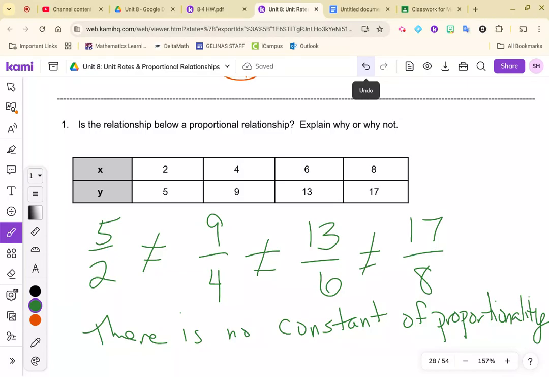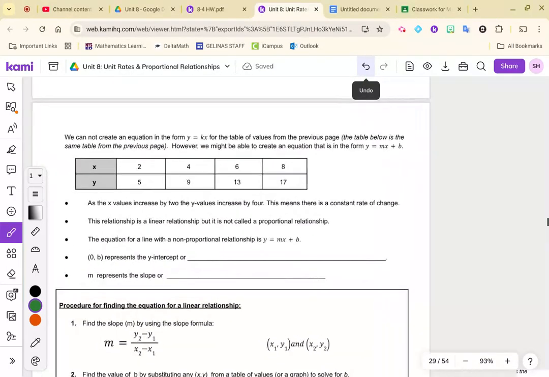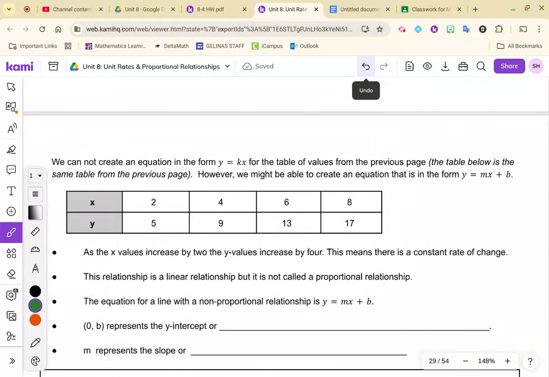And so I've taken this table of values, and if you flip to the next page in the notes, I've recopied that table of values here for you. So, as we can see, this says we cannot create an equation in the form y equals kx because it's not proportional. All right. However, we are going to be able to create a different equation from this. It's going to be something called y equals mx plus b. It's similar to y equals kx because it's a y value equaling something times our x value, but we have to add something to it as well.